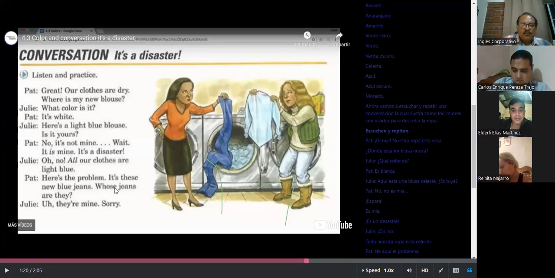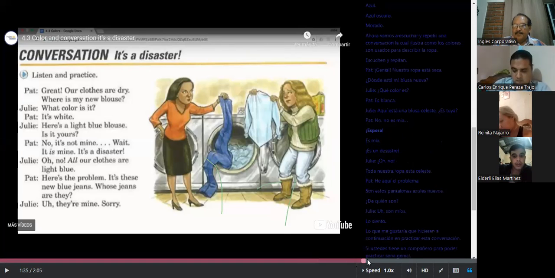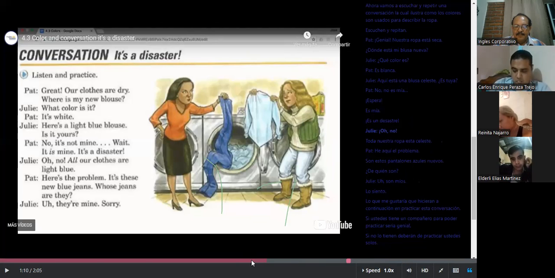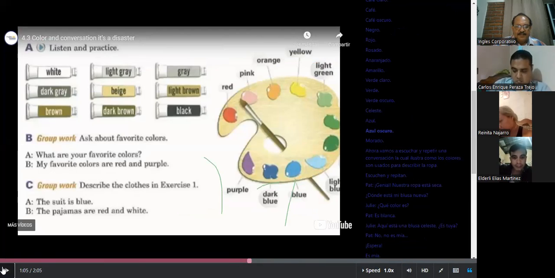Que esta palabra, whose jeans are they? No problem. ¿De quién son estos jeans? Okay, and let's see, we have. Solo escuchen una vez más para la pronunciación.